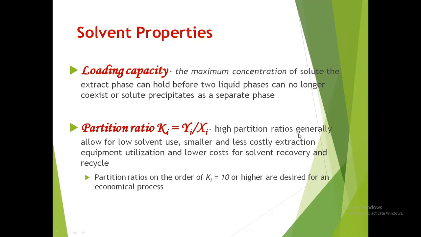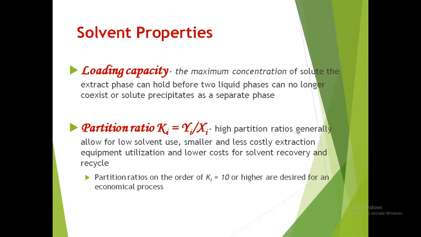Now high partition ratios generally allow for low solvent use, meaning a high value of K requires a smaller amount of solvent, smaller and less costly extraction equipment utilization, and lower cost for solvent recovery and recycle. So the higher the value of the K, the more cost effective is your process. Because you have low solvent use, you have smaller and less costly extraction equipment utilization, and lower cost for solvent recovery and recycle. So what is the value for the K?